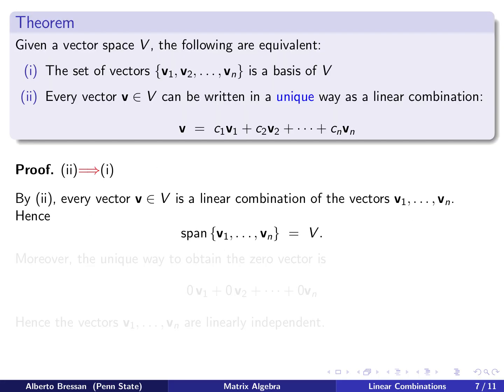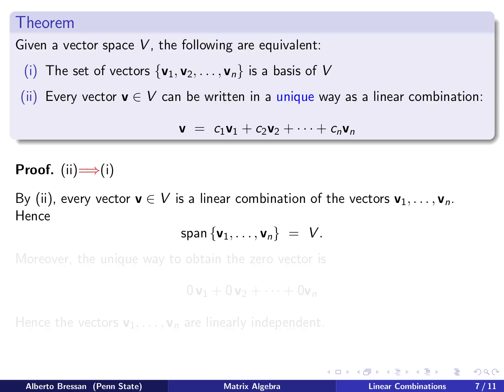So to complete the proof of the theorem, we still need to prove the other direction. That is, statement number 2 would imply number 1. So here I repeat the theorem again in case it has faded in our memory. So what does it mean? Statement 2 says that if every vector u in V can be written in a unique way as a linear combination of this set of vectors, then this set of vectors is a basis of V.